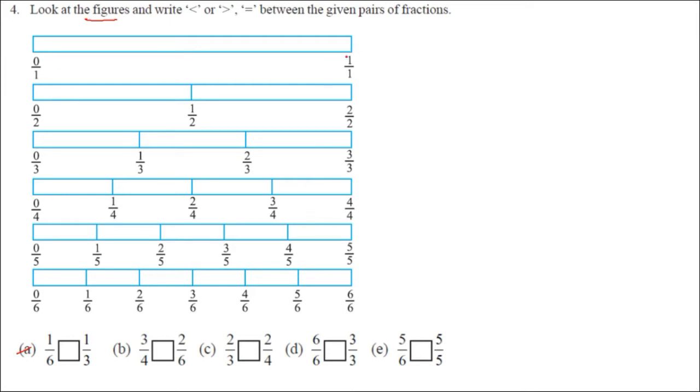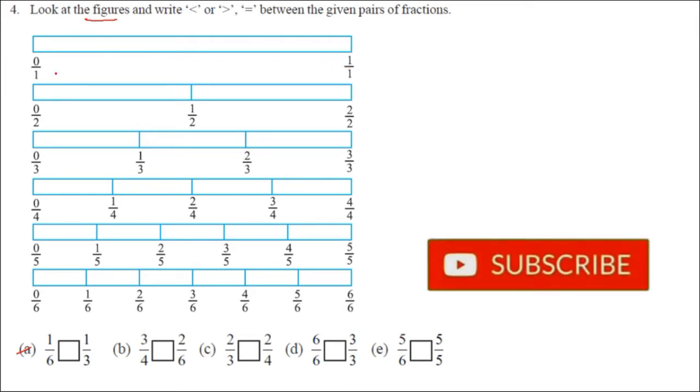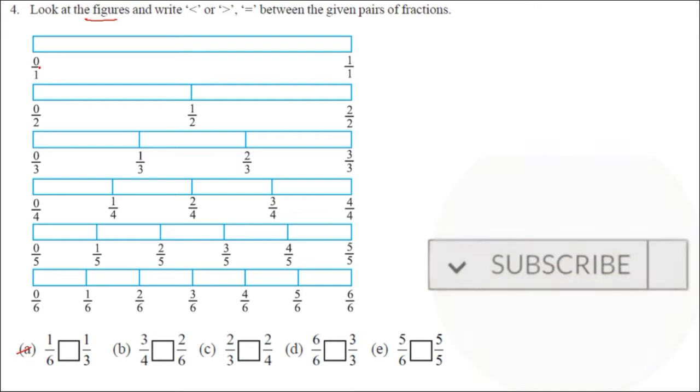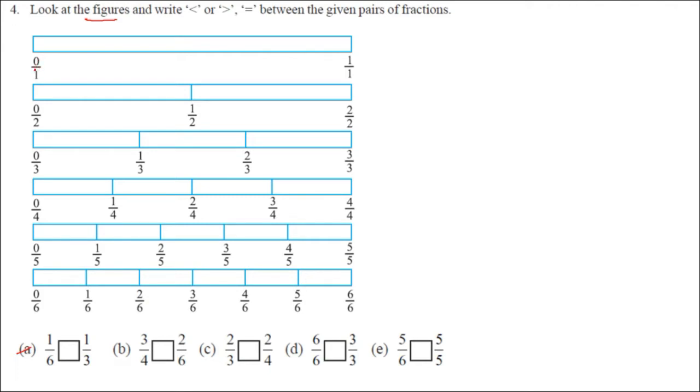0 by 1, 1 by 1. When you observe, 0 by 1 is smaller. We need to look at the numerator and the denominator. 0 by 1 is smaller and 1 by 1 is larger. This will be the greater one.